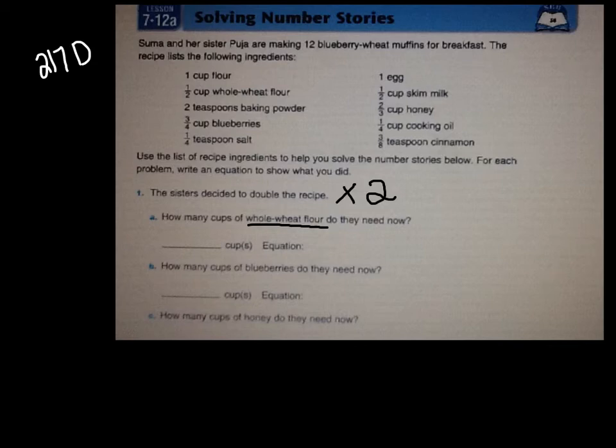Right, we know that we're multiplying times 2, so we're going to have 2 times, and we have to look back at whole wheat flour. And we can see that that was already 1/2 of a cup, so 2 times 1/2 equals, and you're correct if you said 2/2 or 1 cup. Part B says, how many cups of blueberries do they need now? Who can help me out with this one?